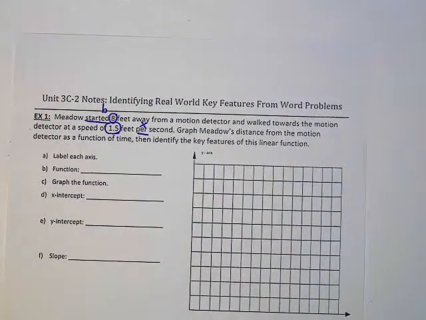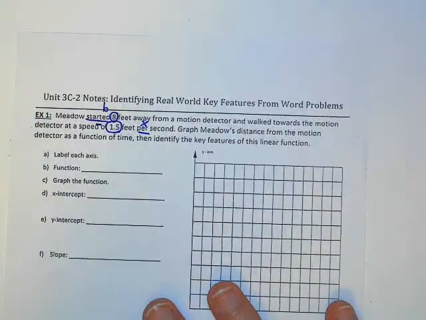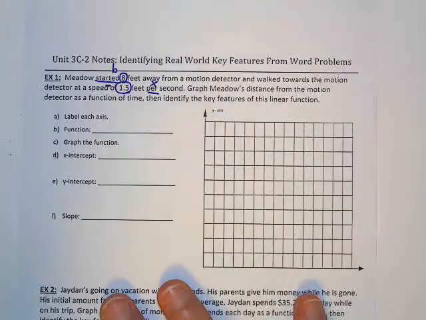So it would be negative because the distance away from the motion detector is getting smaller, because she's moving towards it. So it's subtracting 1.5 feet every second. So it's like the opposite way, I guess. Okay, so this should be a minus 1.5. Okay, we're going to start with B.